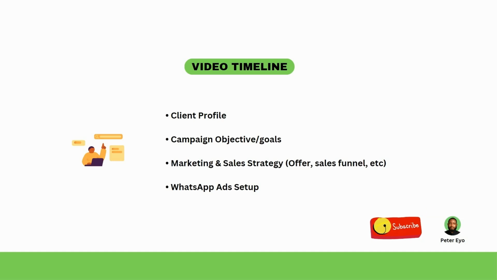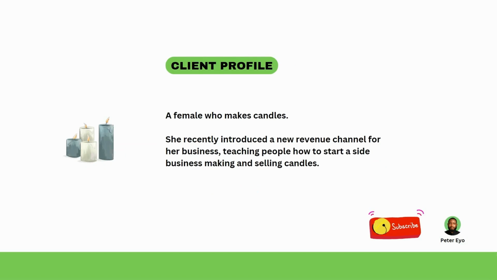This is the timeline of this video. First, we are going to cover my client profile so that you have an idea of what my client does. And then we are going to look at the campaign objective and goals. After that, we are going to cover the marketing and sales strategy I used to close these sales. And then finally, I'm going to show you how to set up the WhatsApp ads to help you make these sales. Let's start with the client profile.